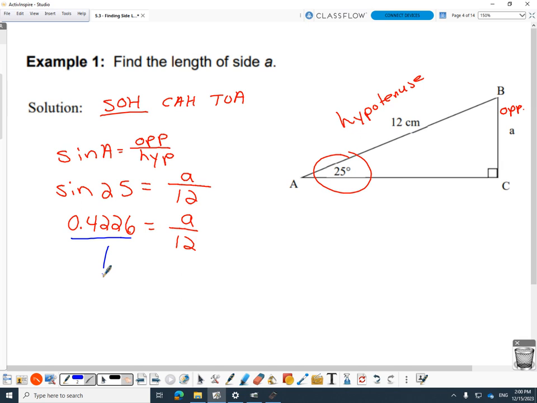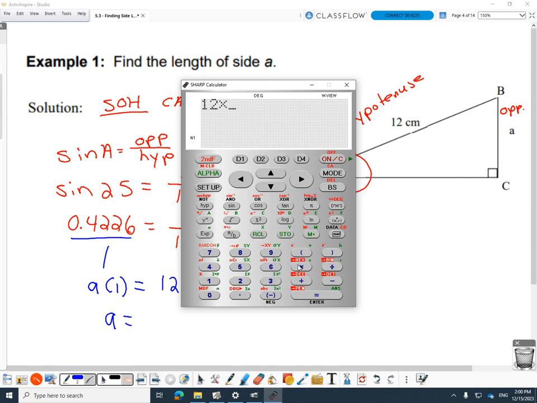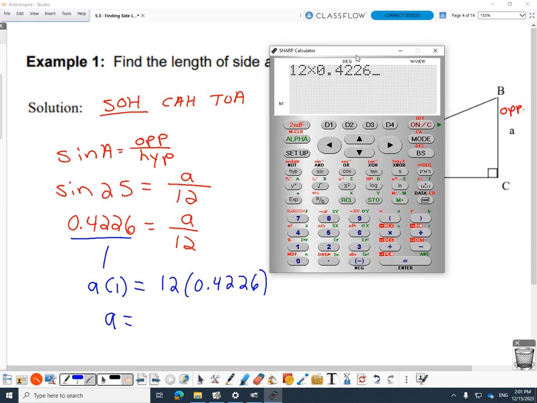A times 1, and I'll write A times 1, even though I hope some of you are like, I don't need to write A times 1. I know what A times 1 is, but you can write it. It's no problem. Equals 12 times 0.4226. I'm going to multiply it by 12, and so that's going to change where the decimal places are. That's why I need lots of decimal places to make sure it's accurate to 1 decimal place, because things are about to change. And A times 1 is just A, and then I get my calculator out, and I go 12 times 0.4226. Equals.